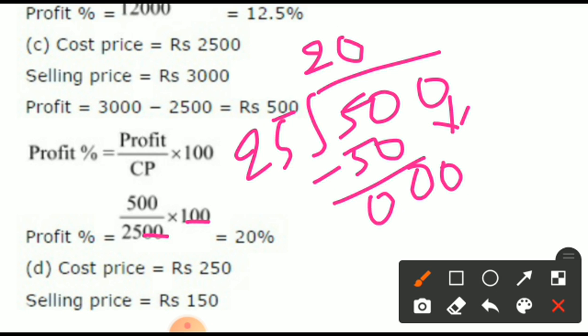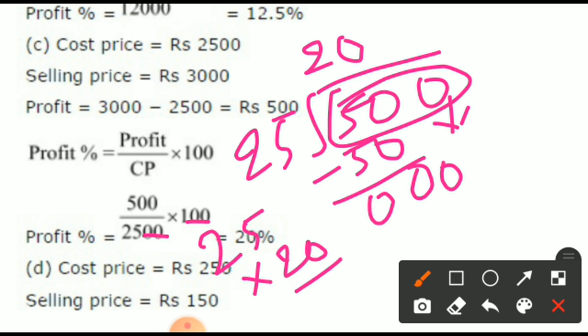How to check whether this 20 is correct or wrong? Yes, I will show you how to make this true. So 25 into 20. If you do and if you get this dividend, it is called the dividend. This is called the divisor. This is called the quotient, and this is called the remainder. When you multiply a quotient and divisor, if the answer is the dividend, then your answer is correct.